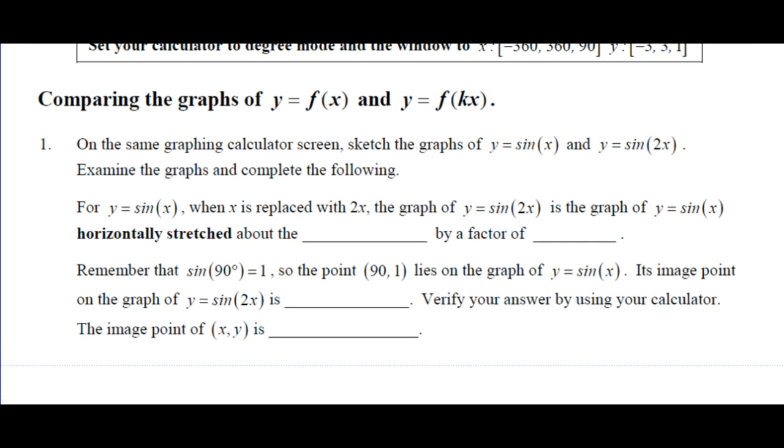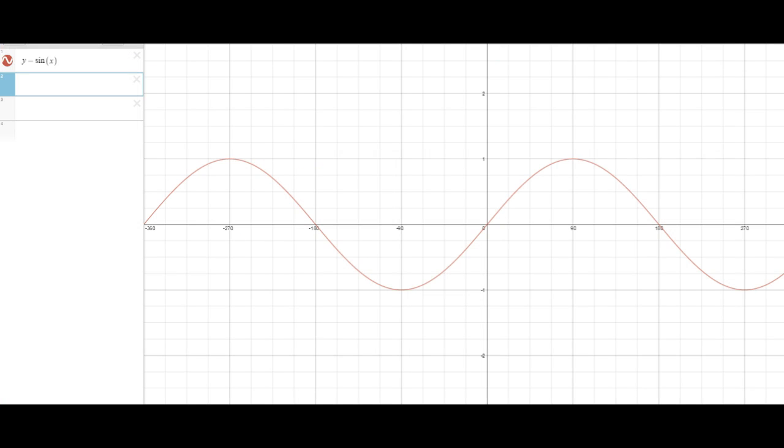So we want to compare the graph of y equals f of x and y equals f of kx. The question here is, when x is replaced by kx, what happens? So we are going to graph y equals sine x and y equals the sine of 2x. Here's y equals sine x. We saw this last year. And now we're going to graph y equals the sine bracket 2x.